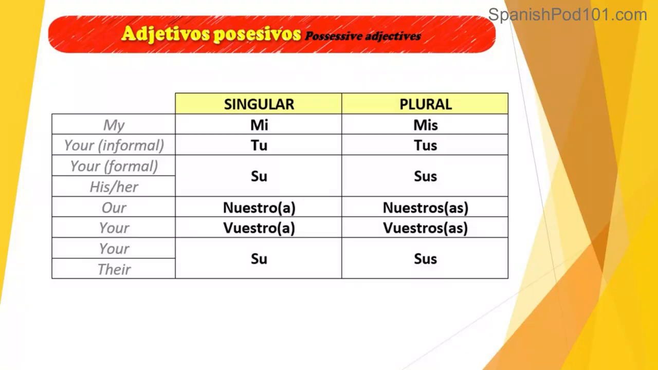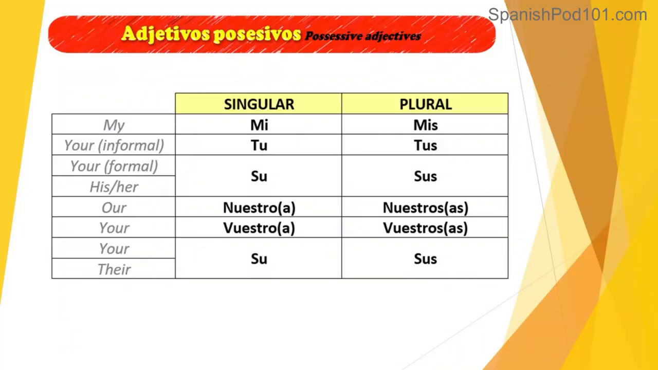So to say my in Spanish, the singular is mi, and the plural form is mis. Mi, mis. To say your informal, remember we're going to have two different yous in Spanish: you informal, which is an informal register with tú, and then a formal register with usted, that we use for formal situations. So your, the possessive adjective for tú, in Spanish is singular tu and plural tus.